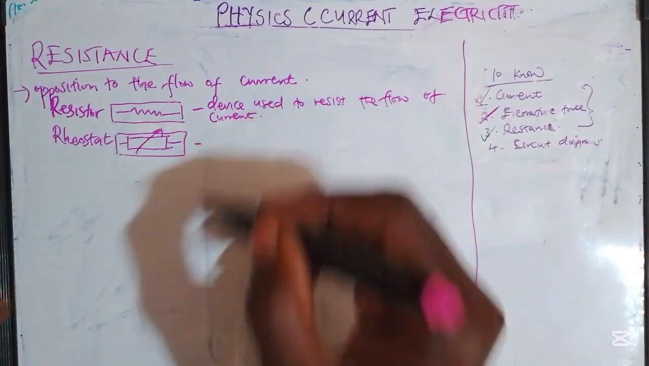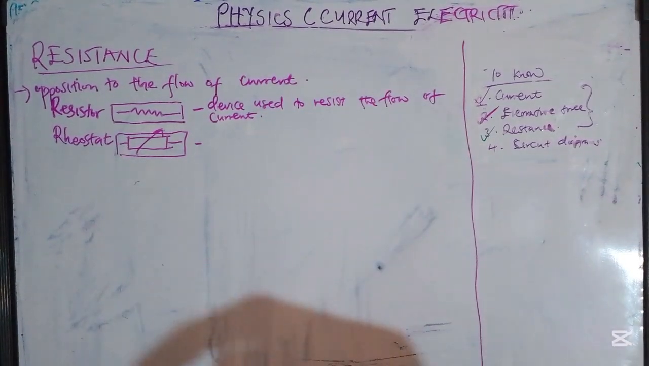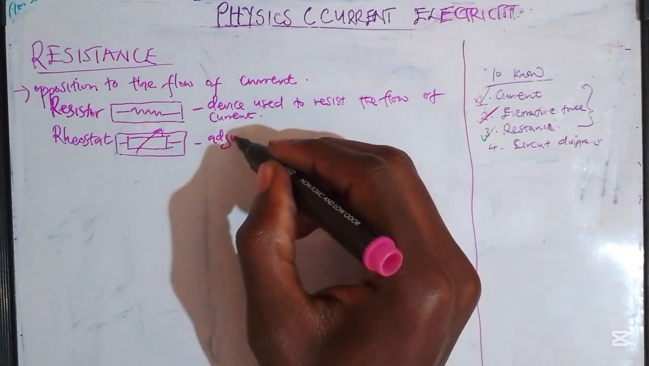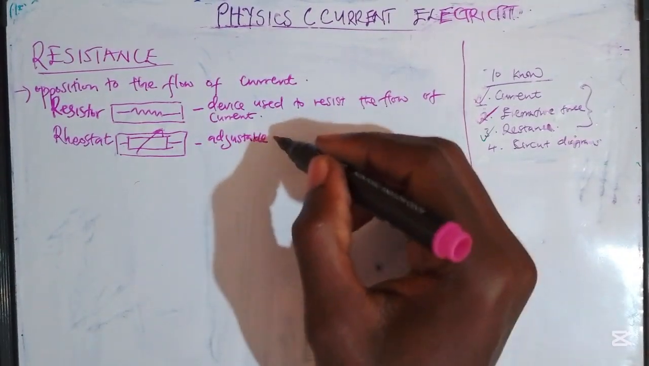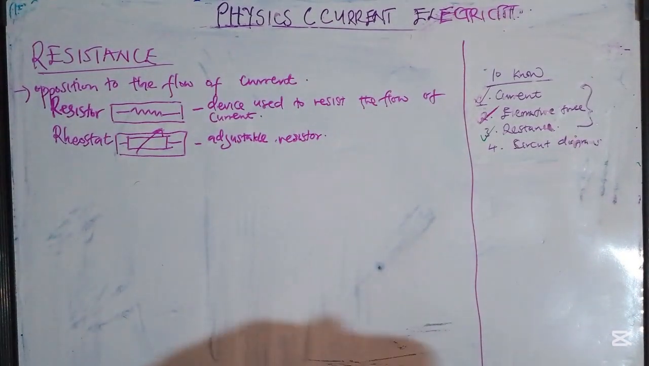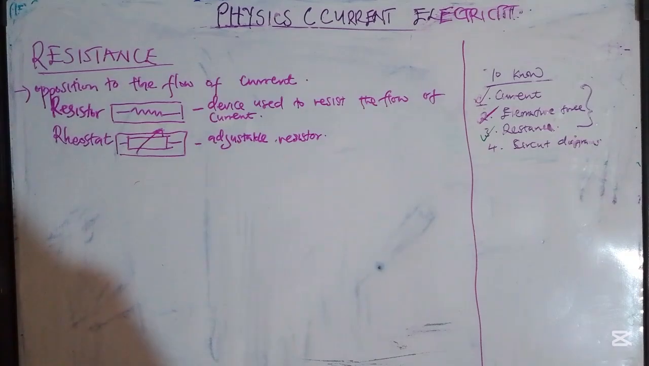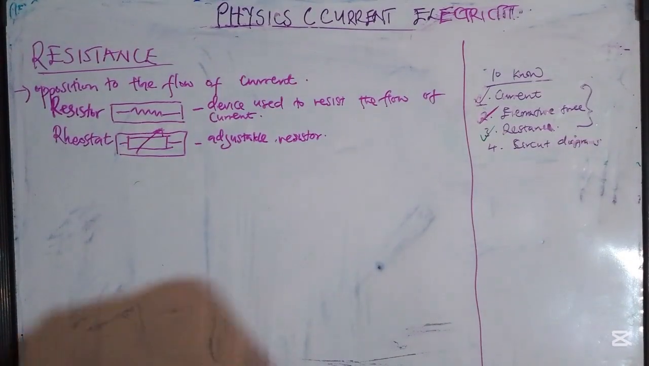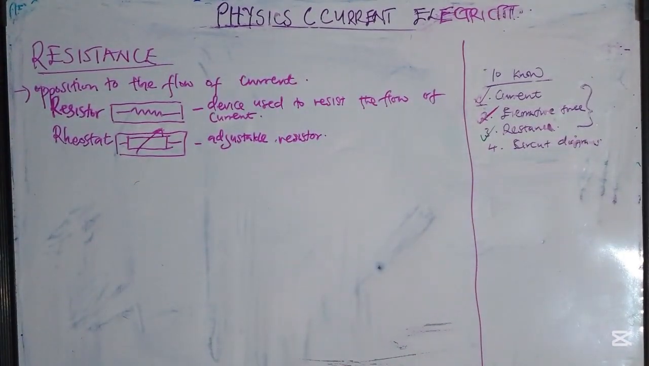Since we say that a resistor is a device used to resist the flow of current, what about a rheostat? Remember, when you are talking about a resistor, its function is just to resist, to decrease the current. But a rheostat is an adjustable resistor. What do you mean when you say a rheostat is an adjustable resistor? Meaning with a rheostat, you can increase the resistance, and you can also do what? Reduce the resistance. So this is an adjustable resistor, but a resistor itself, you cannot adjust it.